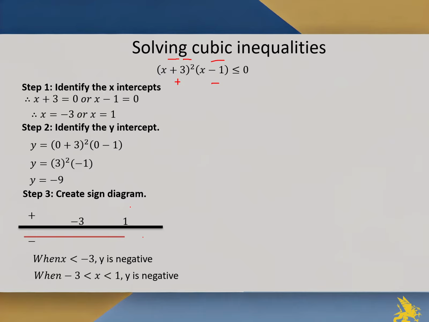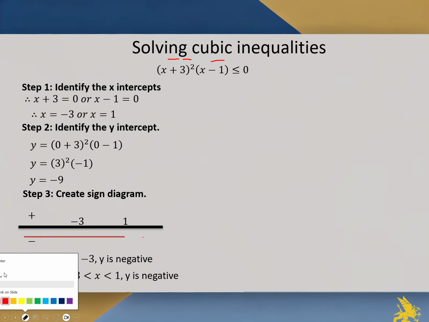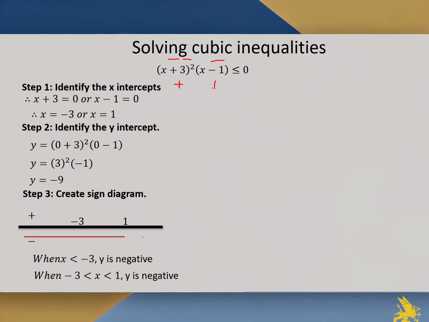Then we look at the last part, 1. So I'll pick 2. I'll rub that off. Erase. Okay. So now if I've got, say, 2, 2 plus 3 is positive. 2 take away 1 is positive. So my answer is going to be positive.